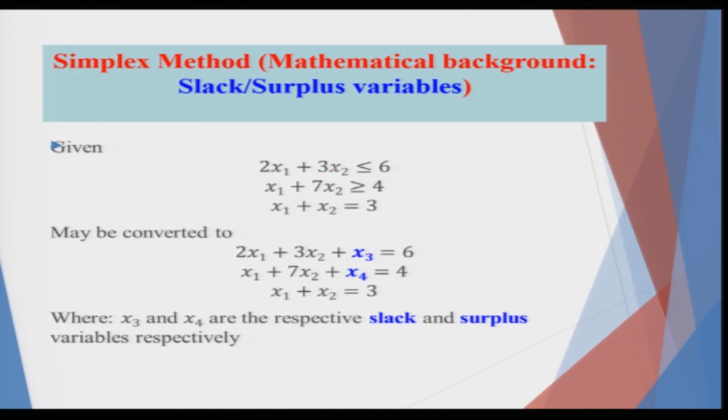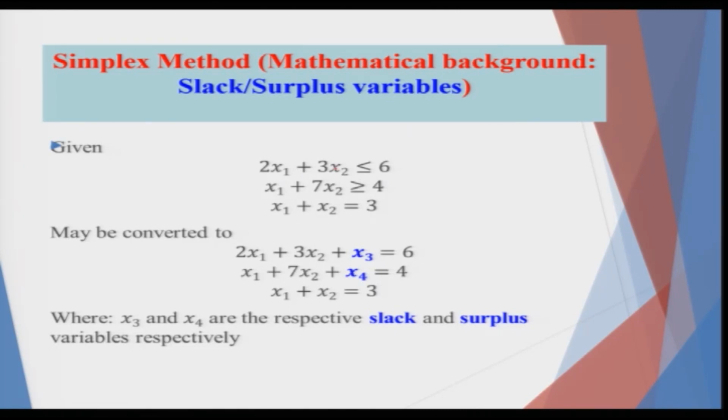Similarly, when I have the second equation, which is greater than 4, I basically need to add a surplus, such that the variable which is x4 would basically bring the equality in the second constraint. So, there would be some values for x1, x2 and x4 such that the equality would hold true.